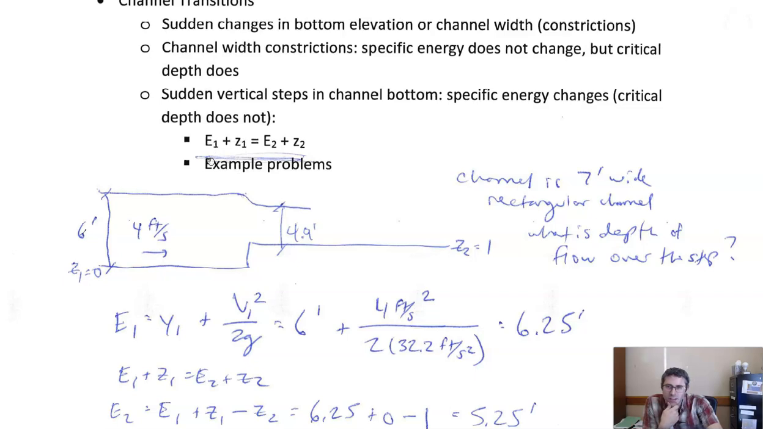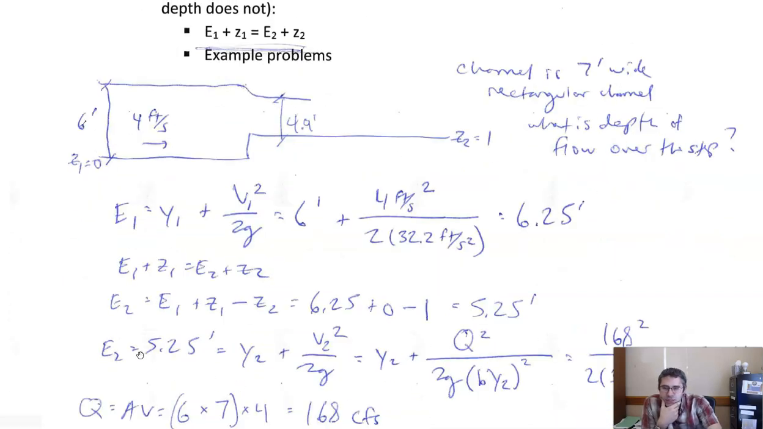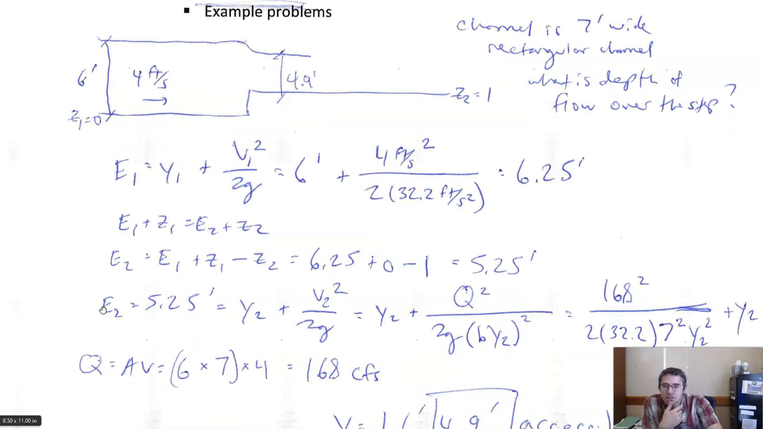So let's look at what the specific energy is before the step. E1 is equal to Y1 plus V1 squared over 2g. I can calculate that out, and I get 6.25 feet. I now use this equation: E2 is equal to E1 plus Z1 minus Z2, and we're going to call Z1 0 and Z2 1. So 6.25 minus 1, and E2 is 5.25 feet. I lost a foot of specific energy because of that step.